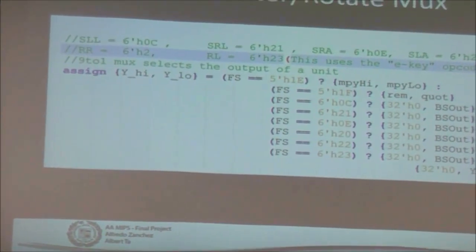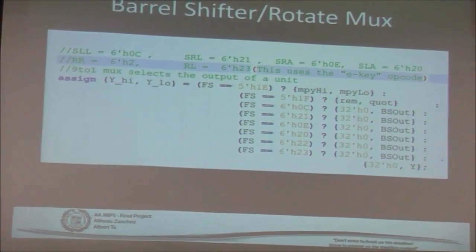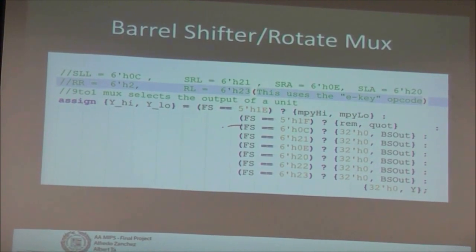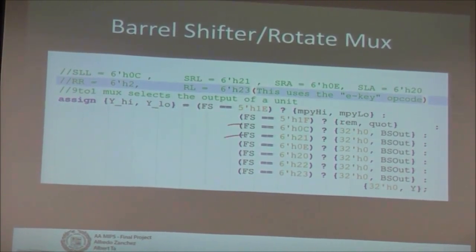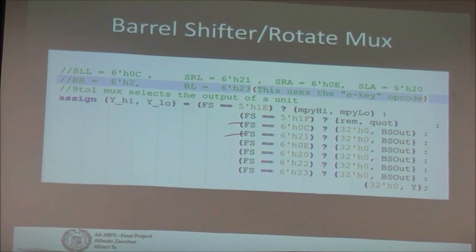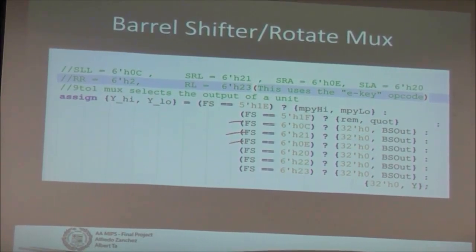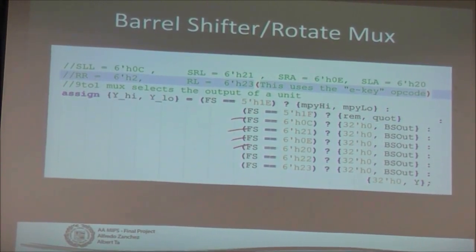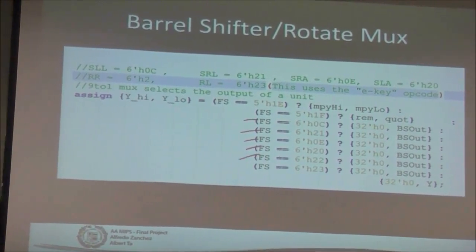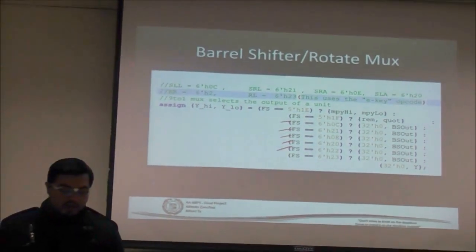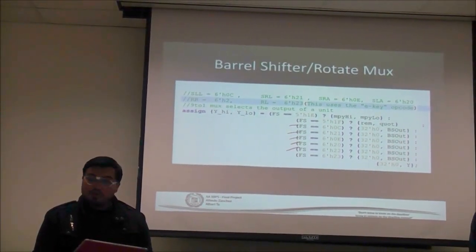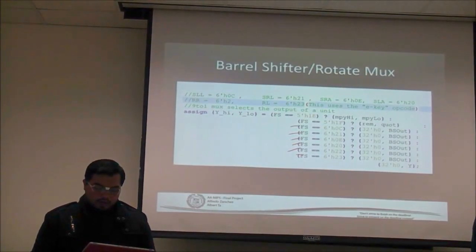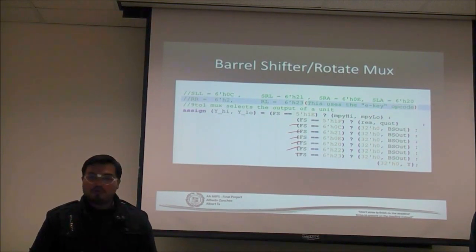As you can see right here, this is the mux we utilized in order to make our barrel shifter work properly. If it was 0C, then you shift left logical. If it was 21, shift right logical. If it was 0E, then it's shift right arithmetic. If your function select was 20, then it was shift left arithmetic. If your function select was 22, then it's rotate right. And finally, if your function select was 23, then you rotate left.